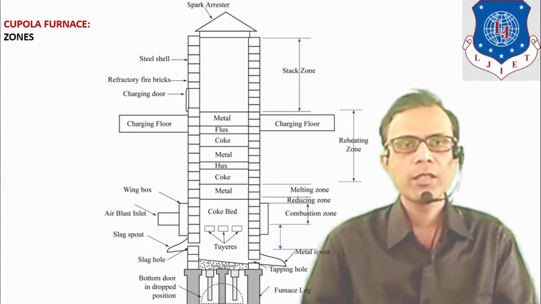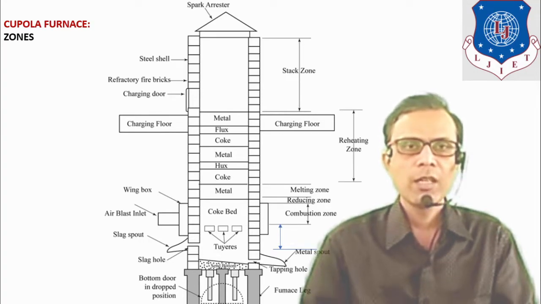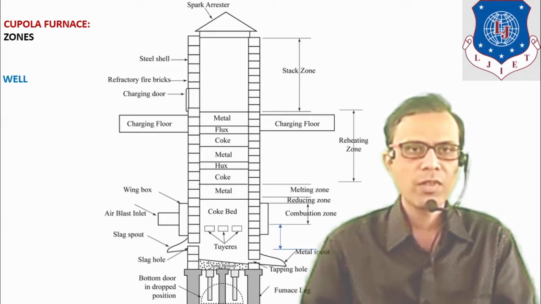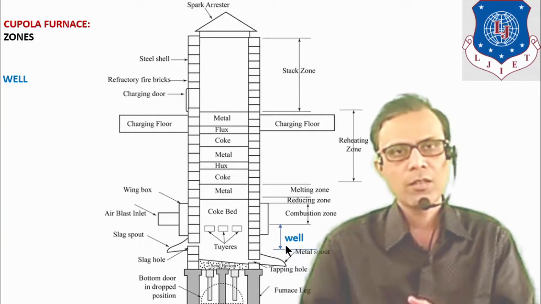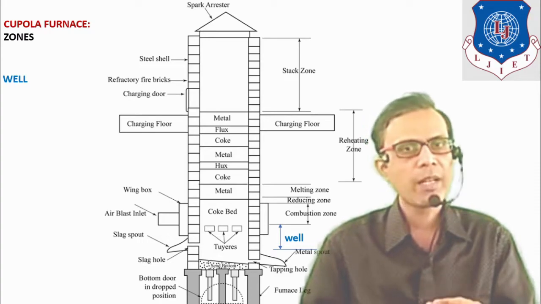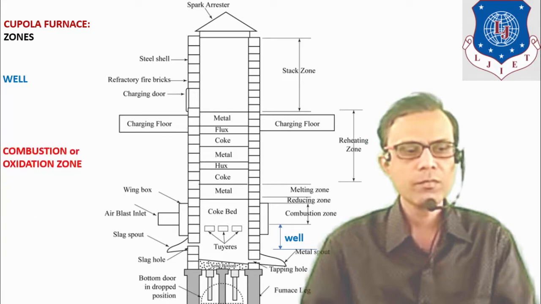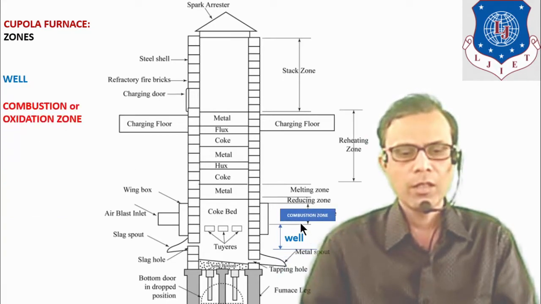Now let's see the different zones and the chemical reactions that take place in these zones. The first zone is known as the well. It is shown here. It is a sort of well in which the molten metal is collected. Then the combustion or oxidation zone. This zone is located above these tuyeres.